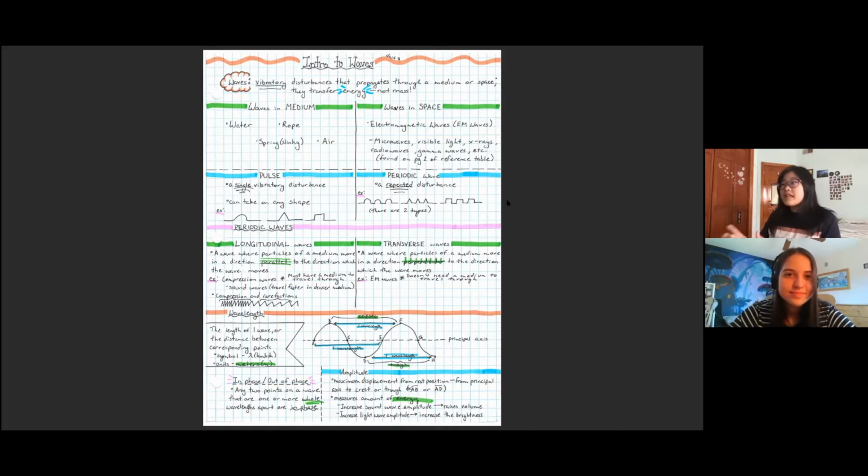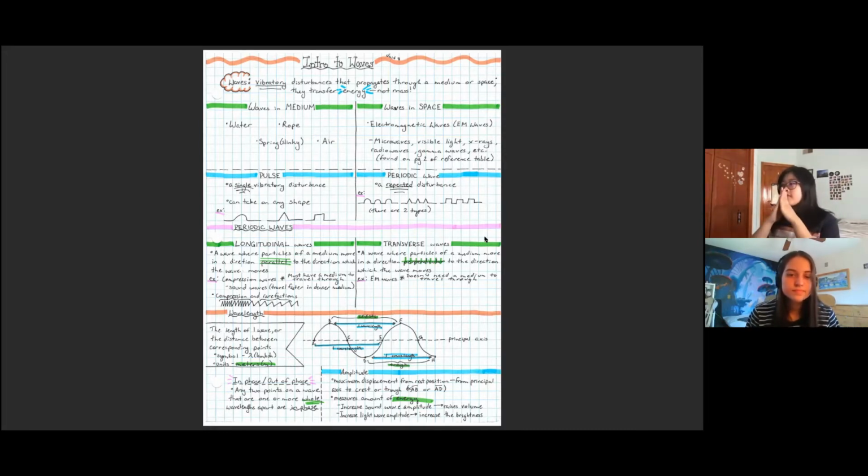A pulse is a single vibratory disturbance, while periodic waves are repeated disturbances, and both of them can take on any shape. Within periodic waves, there are two different types. So we have longitudinal waves and transverse waves.